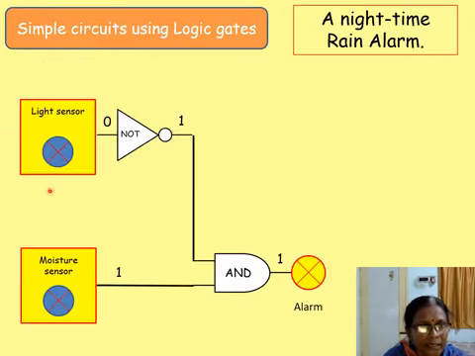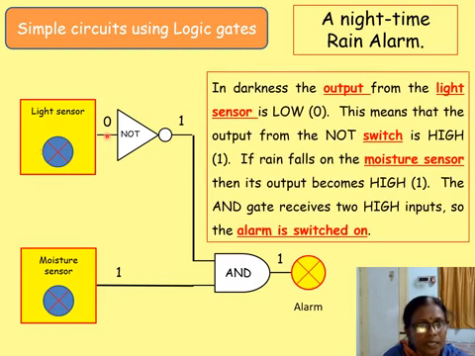During the night time, the light sensor output is 0. The NOT gate output is high. When the rain falls, the moisture sensor output becomes high. The AND gate receives both high inputs, then the alarm is switched on.